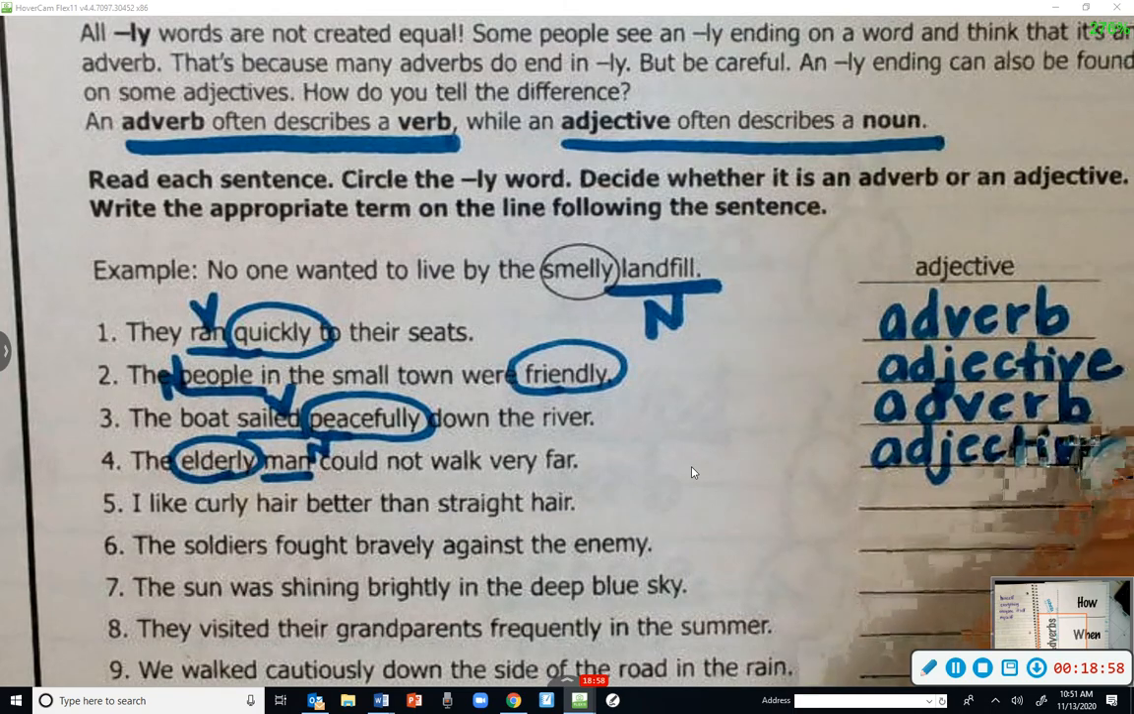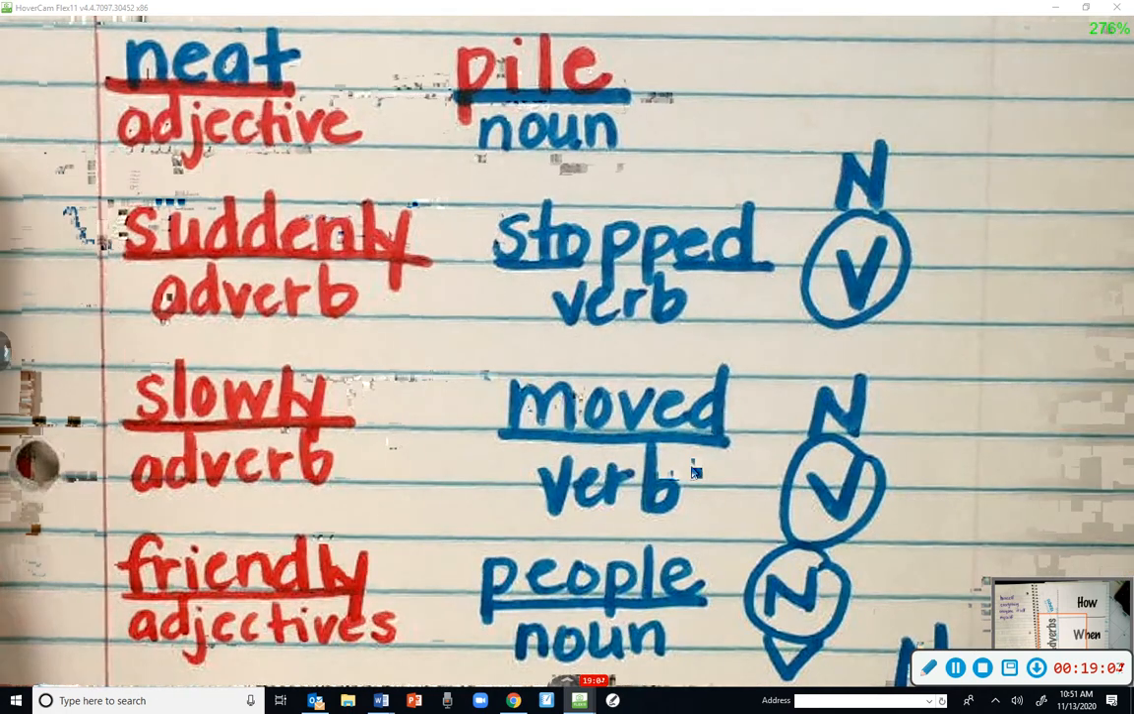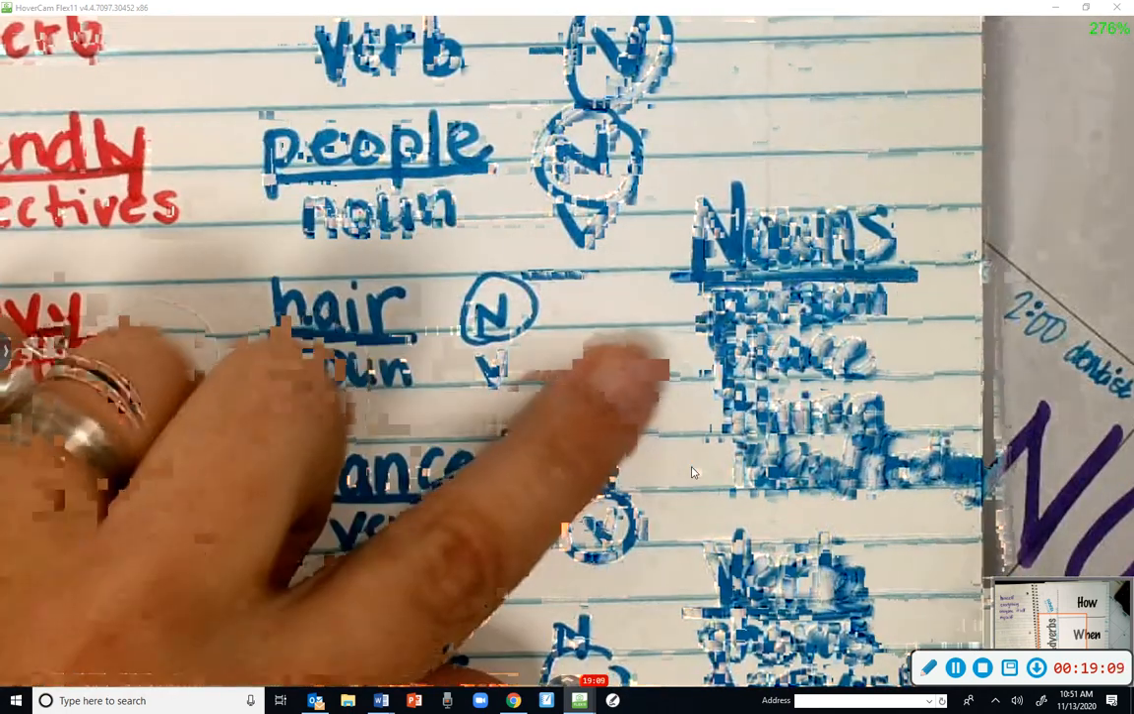Okay, now the rest of these I want you to try on your own. Remember, use your notes, use your spiral if you need to, look back. We wrote down what a noun is, we wrote down what a verb is. Okay? You also can look up at the top.